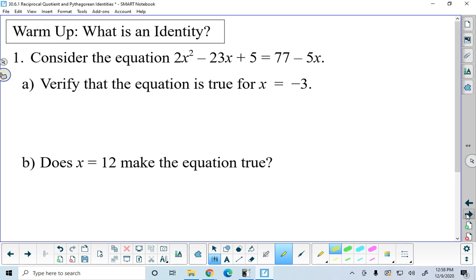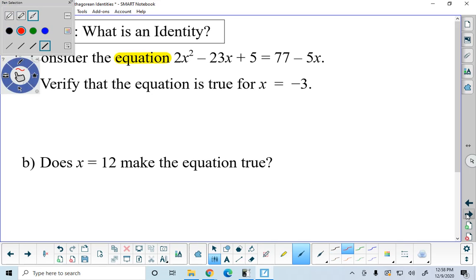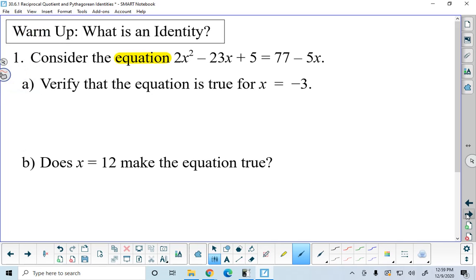So as a warm-up, we're going to learn what an identity is. I have an equation there, and I do want you to make a mental note that this statement, 2x squared minus 23x plus 5 equals 77 minus 5x, that's an equation. It's an equation because it has an equal sign. The first thing we're asked to do is verify that the equation is true when we use x equals negative 3.